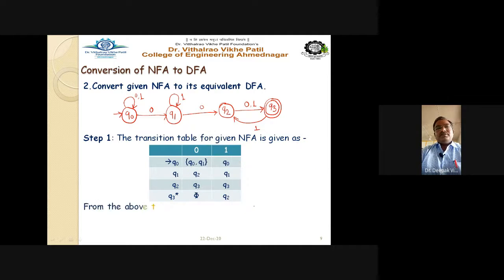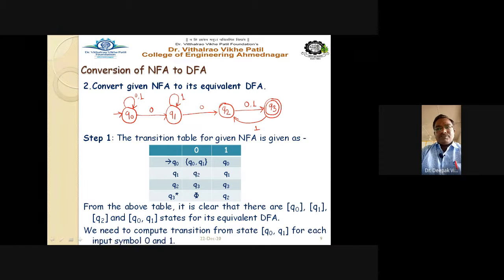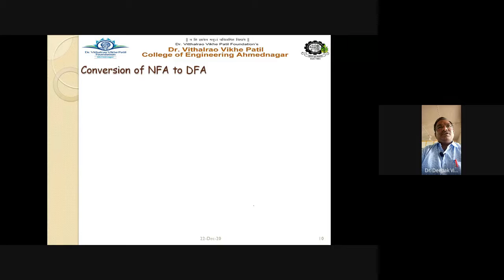See here, from the above table it is clear that there are Q0, Q1, Q2, Q3 states, and Q0 Q1 is a state for its equivalent DFA, so we need to compute the transitions from the state Q0 Q1 for each input symbol 0 and 1. Okay, so let us start calculating this.